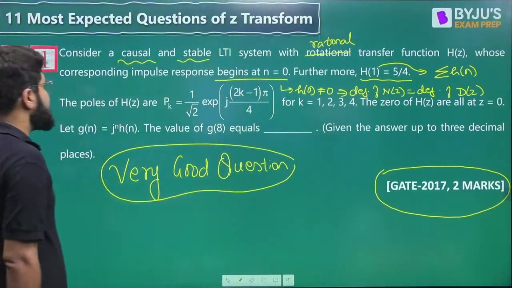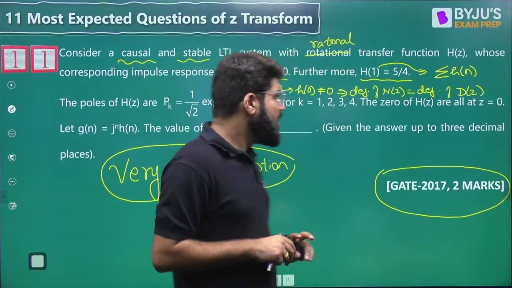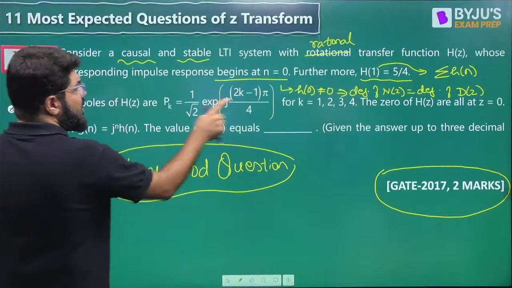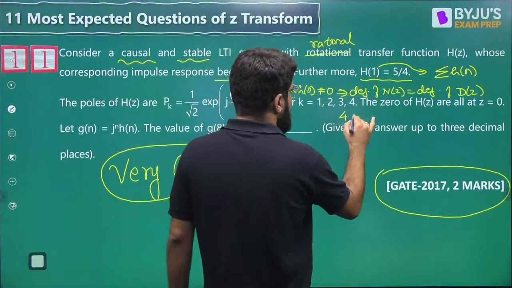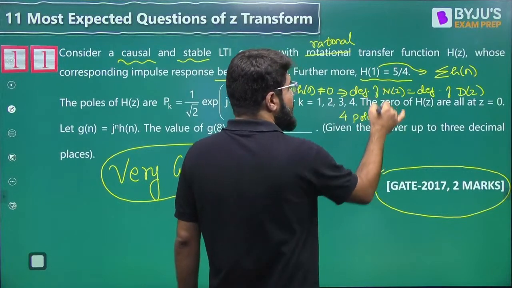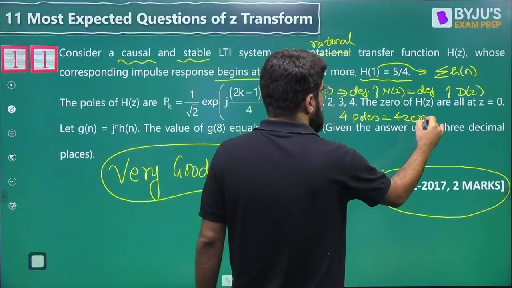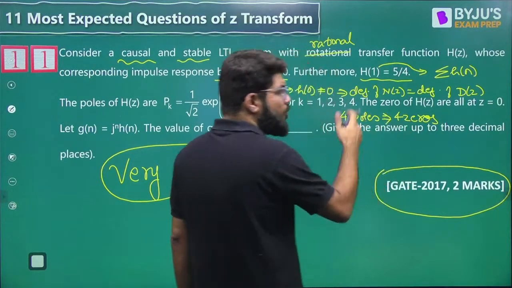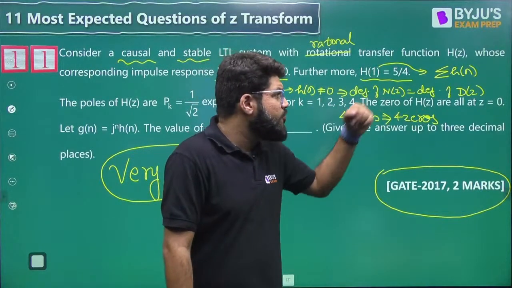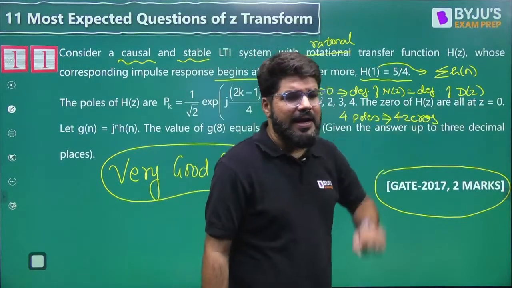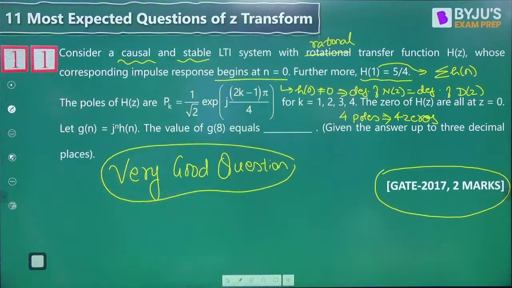Collect all those points. The poles are given to you. If the degree of numerator equals the degree of denominator, how many poles are given? K equal to 1, 2, 3, 4. You have to write down these poles. So there are 4 poles. Because the numerator and denominator degrees are equal, there has to be 4 zeros. From the numerator also you will get 4 roots, so there should be 4 zeros, and all the zeros are located at origin. Lots of hints I've given. Still after that it is going to be a little conceptual.